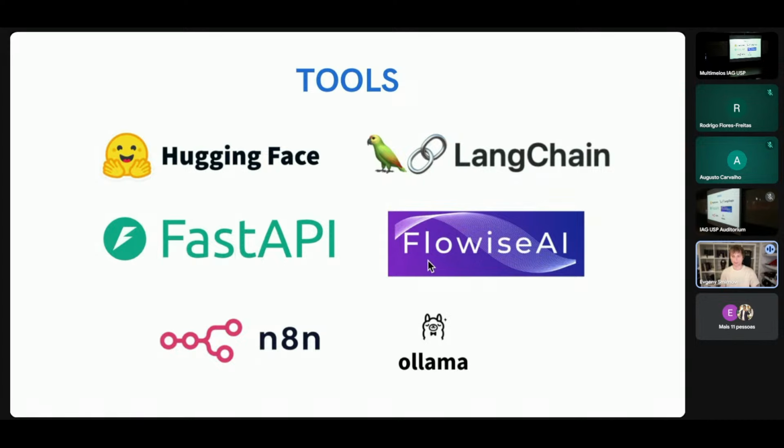For example, I already mentioned Flowwise AI and n8n. These are no-code automation tools that help you to build some AI workflows with the usage of LLMs without coding.